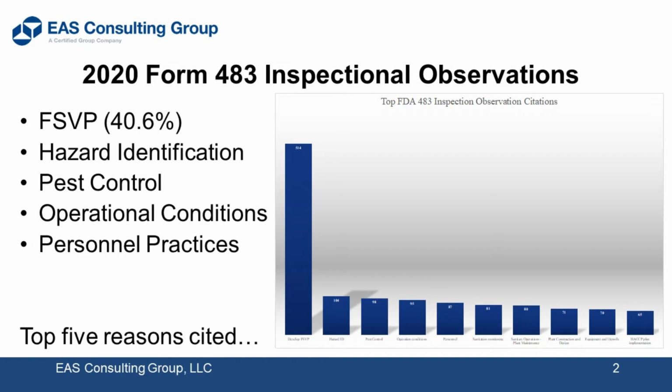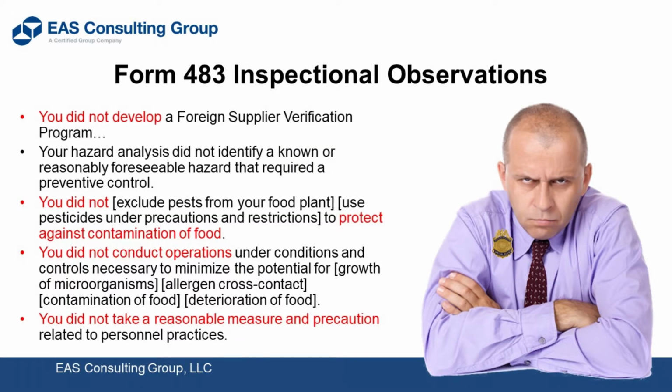Hazard identification is tied to your food safety plan. And the other three, pest, operational, and personnel practices, are tied to GMP audits within FDA. From those top five, here's the verbiage that FDA associated with this as a category. So the little dots at the end mean that you did not develop a foreign supplier program, right? Your hazard analysis, the next point on the list, did not identify a known or reasonably foreseeable hazard that required a preventive control.